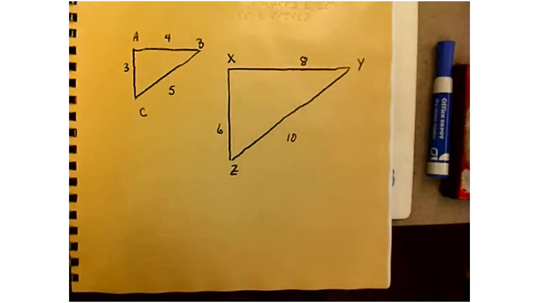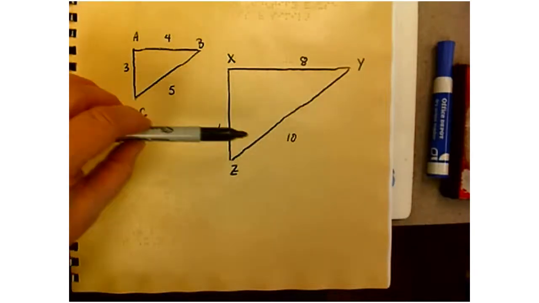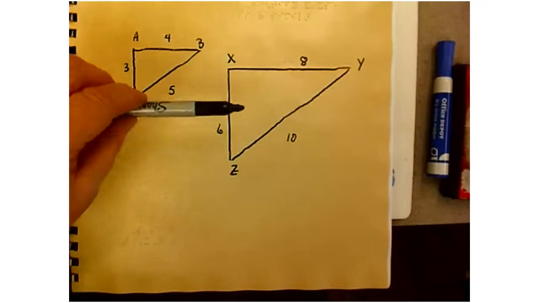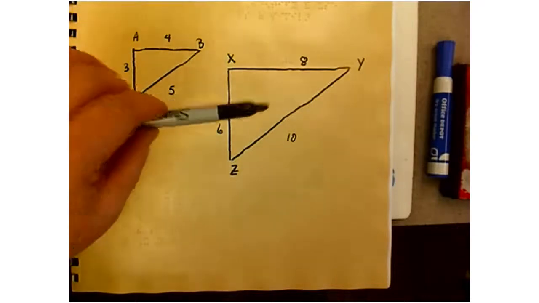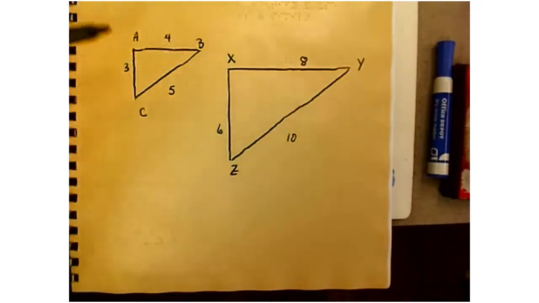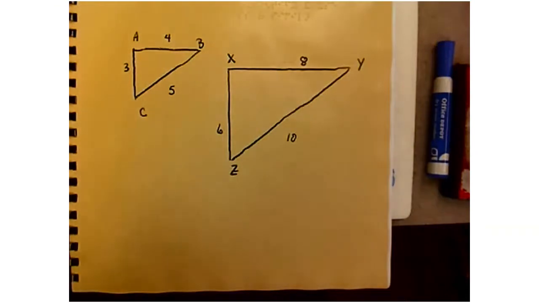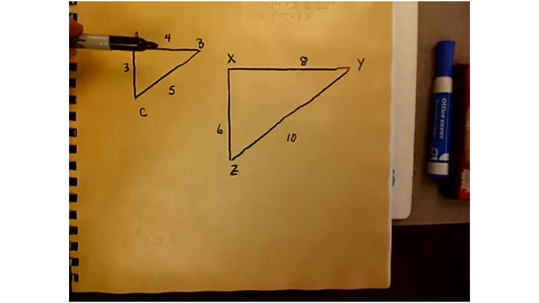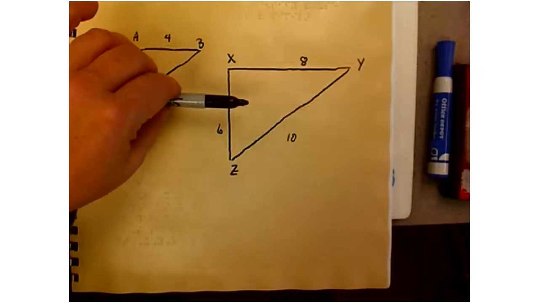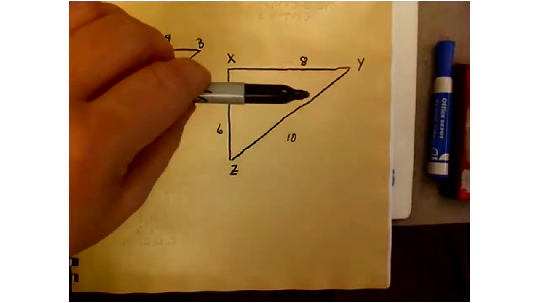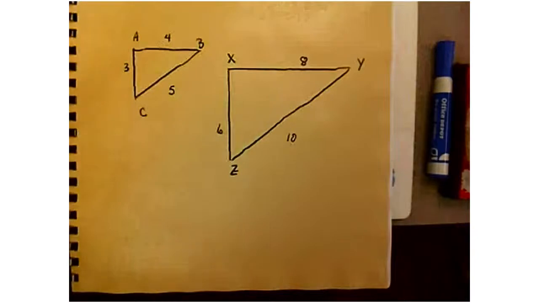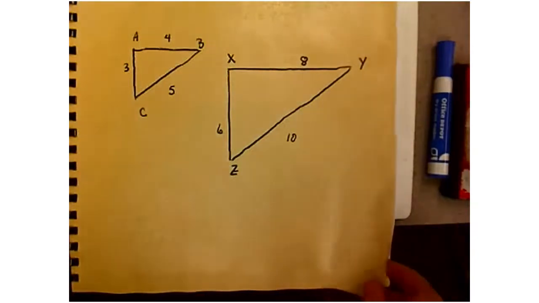And be very careful how they asked you. They said the scale factor of triangle ABC to triangle XYZ. So they're going from little to big. If the question had been triangle XYZ to triangle ABC, then what is your scale factor? 2 to 1, exactly. And what does this mean? This means that ABC is 1/2 the size of XYZ, or XYZ is double ABC. That's what scale factor means.